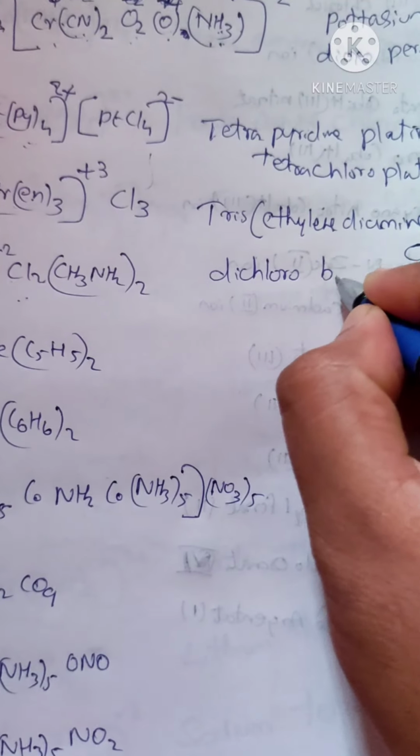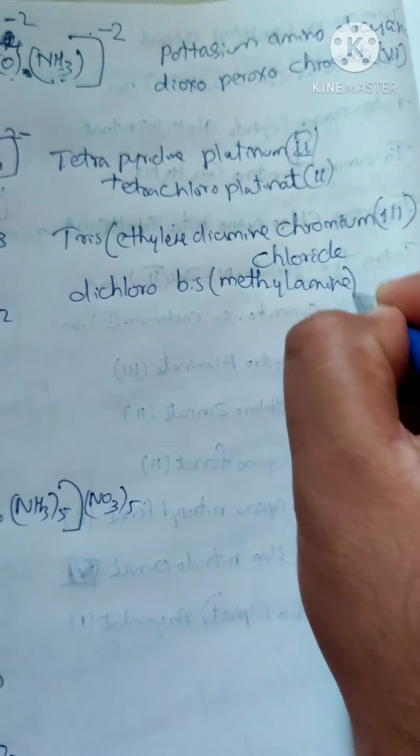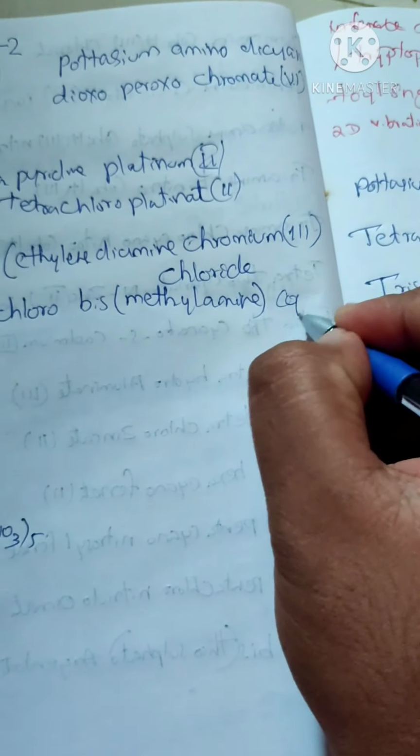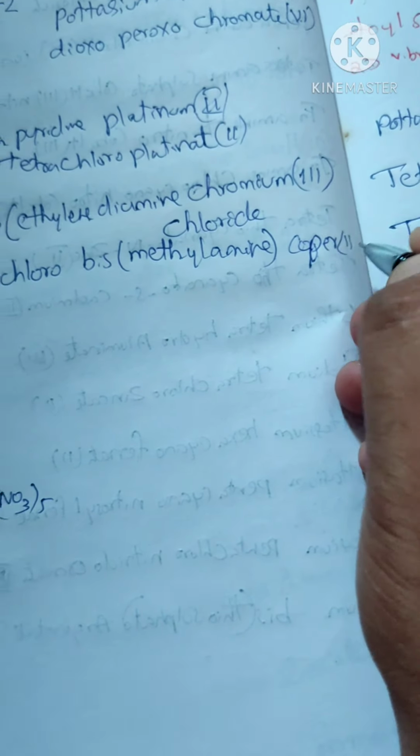Dichloro bismethylamine copper. The oxidation state of copper is +2, so copper 2.